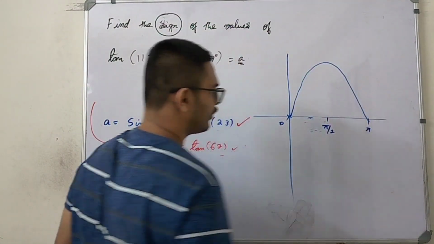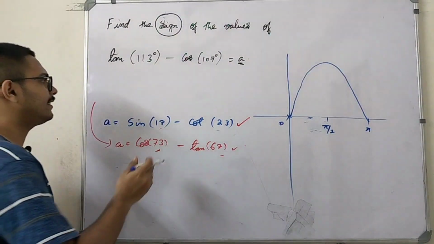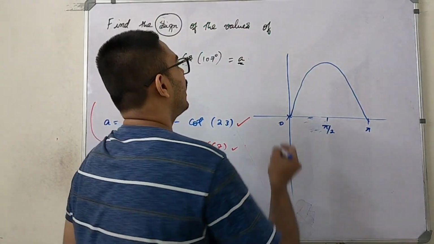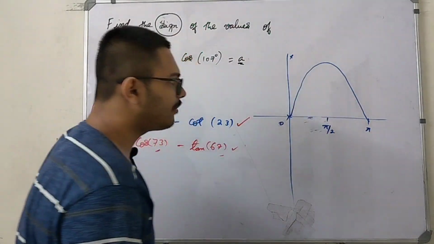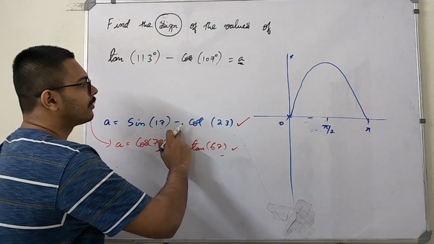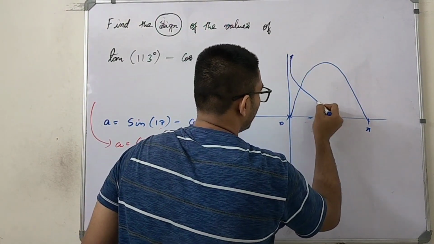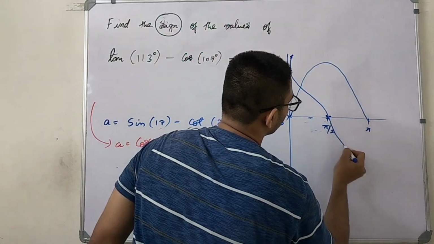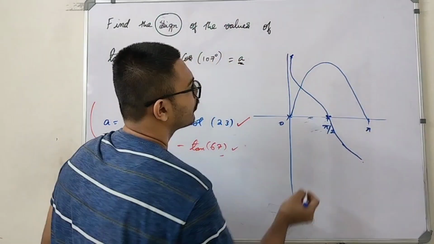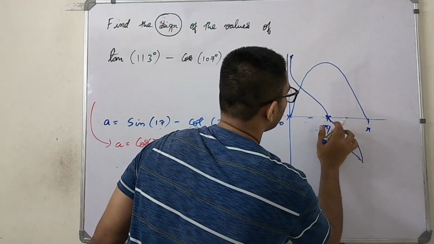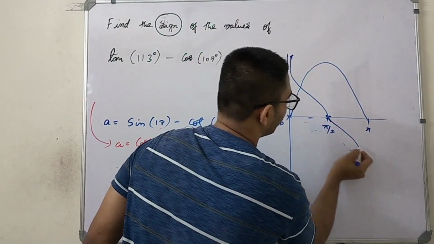And what is the value of cot 23? At 0, the value of cot theta is infinity. At pi by 2, the graph of cot theta will be equal to 0. And the graph of cot theta will be in this shape. It will be a decreasing function. So I have drawn the graph of cot theta.